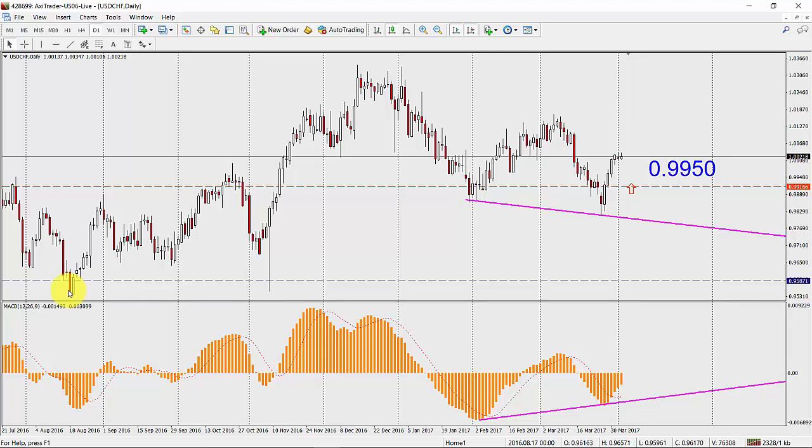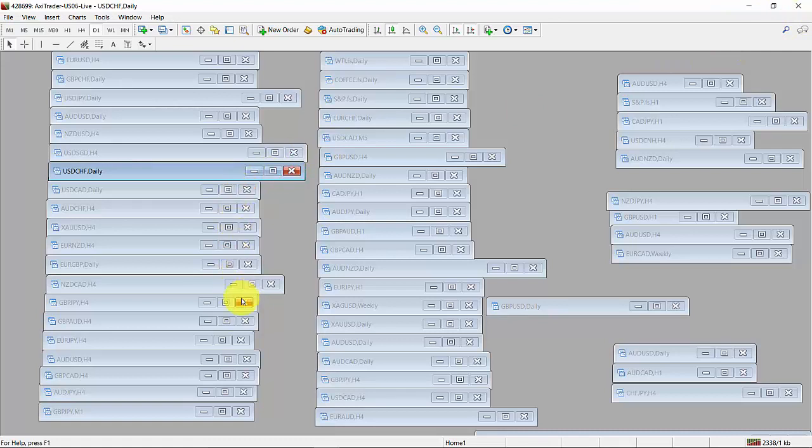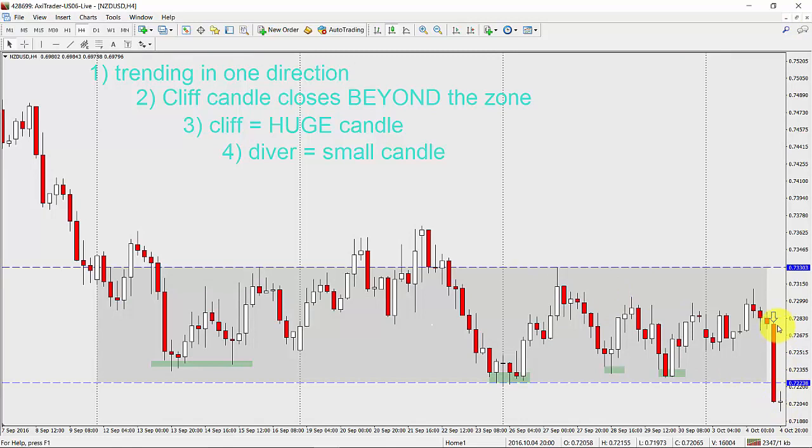Does that make sense? So if you get a blow-off top or a blow-off bottom, then you're going to see a pattern like this or like this emerge. And if you get an Acapulco, you're going to see something completely different. With the Acapulco, you're going to see where the diver candle is small and the cliff candle is huge, and the diver candle doesn't jump back up on the other side of the zone. That's critical.